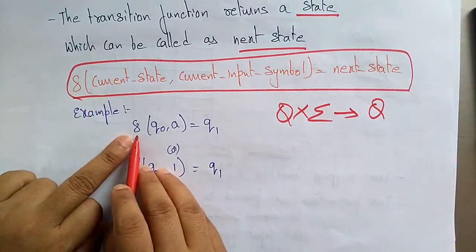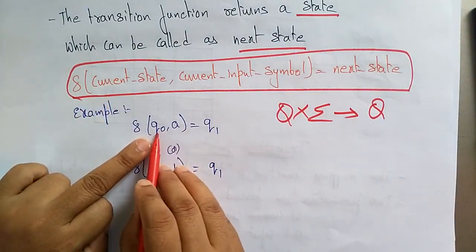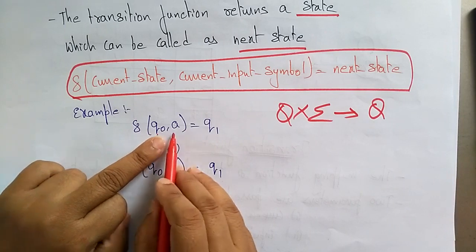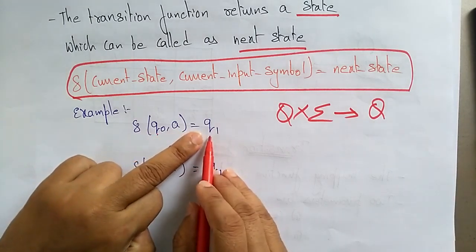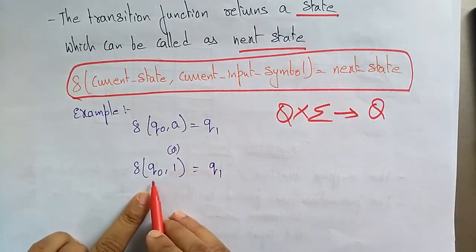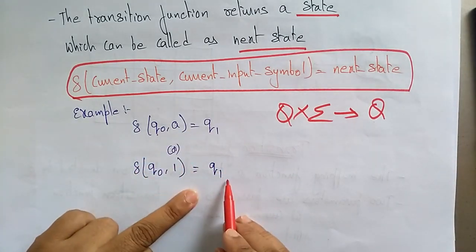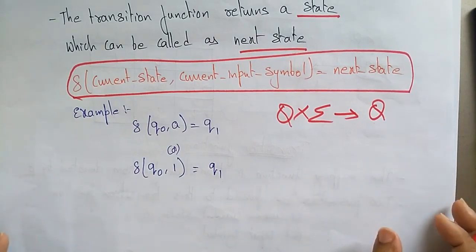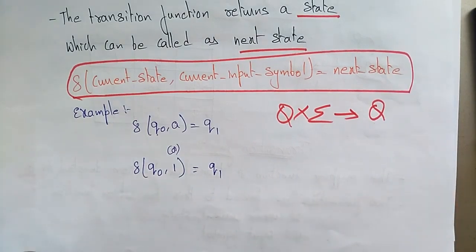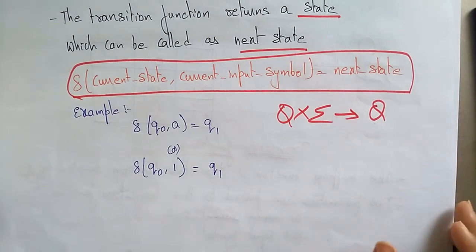Let me take an example. Suppose delta of Q0 comma A. Q0 is the current state and A is the input symbol on that state. It goes to Q1, pointing to the next state Q1. In the same way, delta of Q0 comma 1 points to Q1, as in the previous diagram I had taken. So this is about the transition diagram, transition table and transition function. Remember that. Thank you.